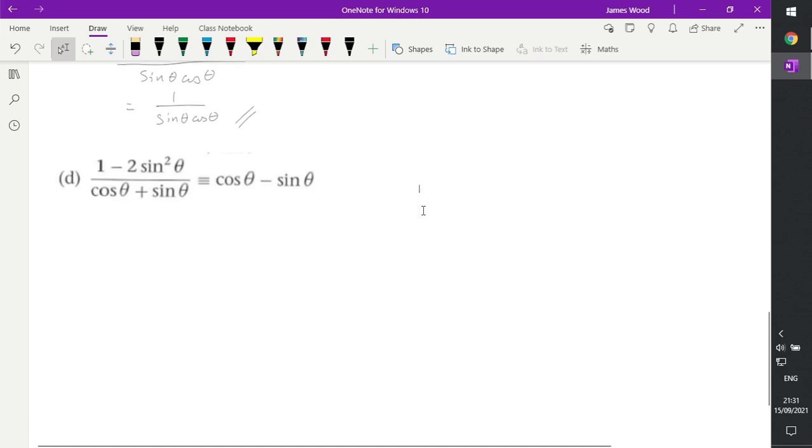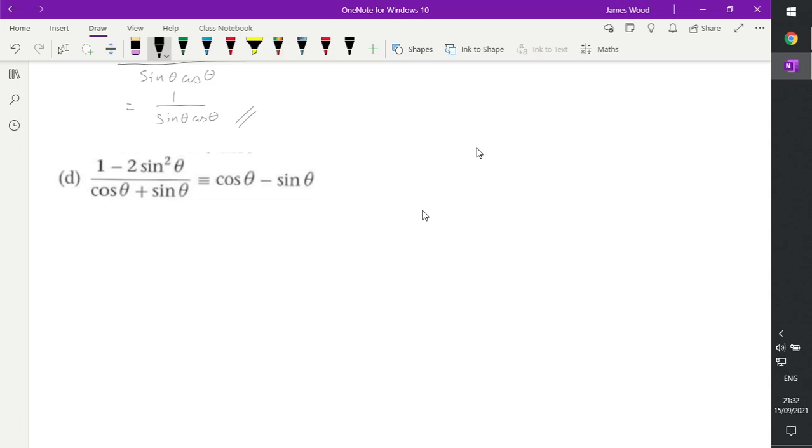Okay, so prove that 1 minus 2 sine squared theta divided by cos theta plus sine theta equals cos theta minus sine theta. Again, this thing here, cos theta minus sine theta, looks like something that might have come out of difference of two squares, so I'm expecting that to come up at some point. What I'm expecting is maybe I'll have a cos plus sine times cos minus sine divided by something else, where there's going to be some factors that cancel like I did last time.